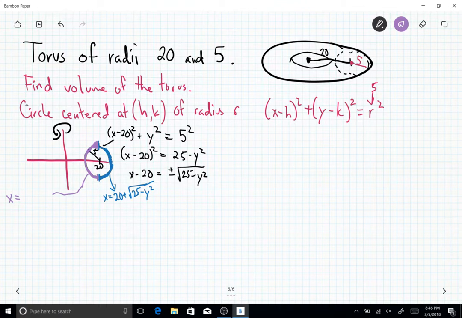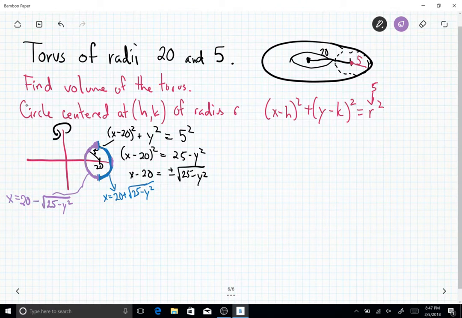if the other one was 20 plus the square root of 25 minus y squared, which one haven't we used? Starts with 20, and then the only other portion that we haven't used is, yeah, exactly, it's the 20 minus the square root of 25 minus y squared. So that's the only thing that we have to worry about. And now we will have to worry about our bounds of integration for a little bit.